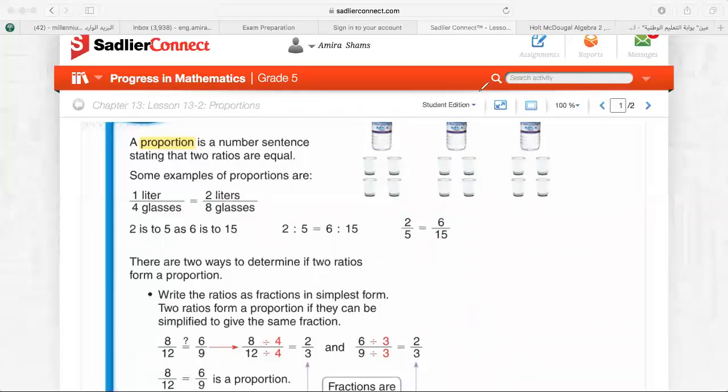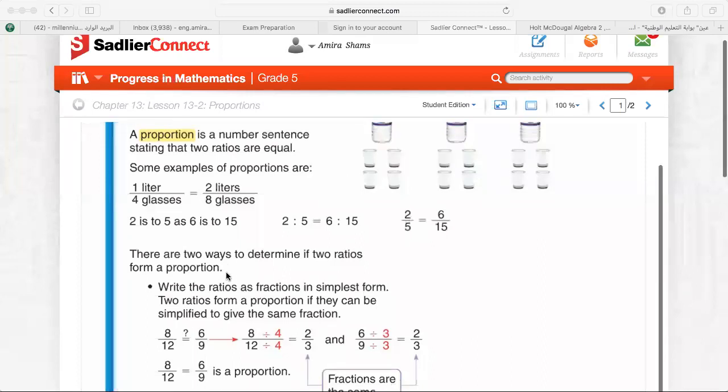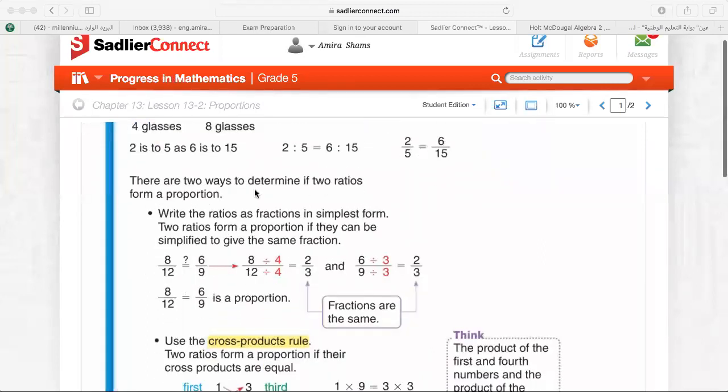This is a way of getting a proportion, because today we're going to learn it in 2 ways. There are 2 ways to determine if 2 ratios form a proportion. The first one: write the ratios as fractions in simplest form. Two ratios form a proportion if they can be given as the same fraction.